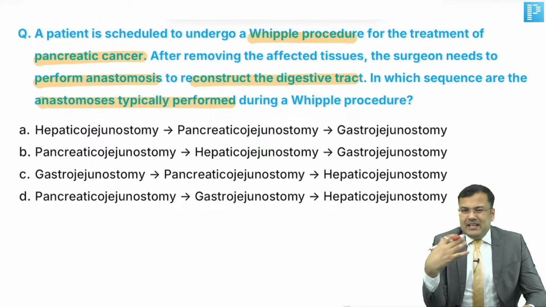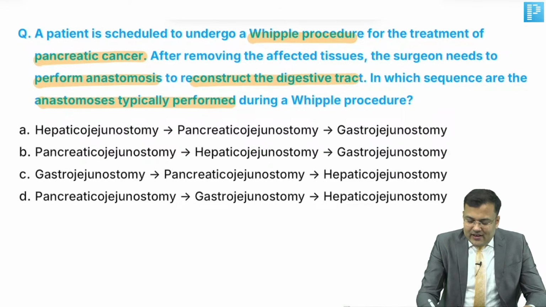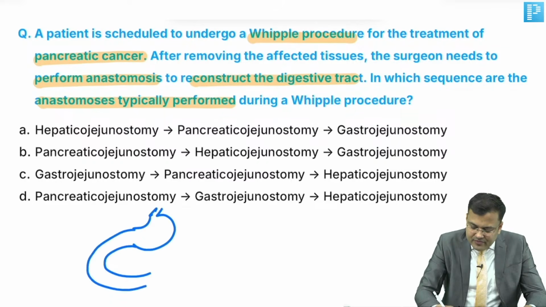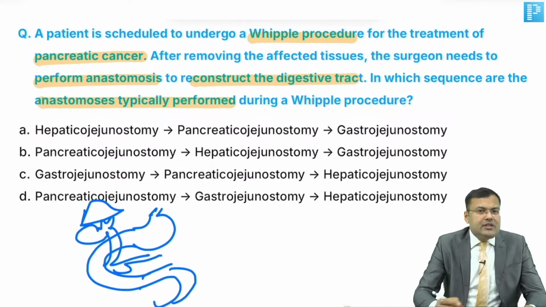Okay, let me explain a little bit. Very easy to understand. Have a look. See, this is the patient. You can see this is stomach. This is duodenum. This is jejunum, right? This is liver. This is gallbladder. This is the bile duct. How much tissue am I going to excise?